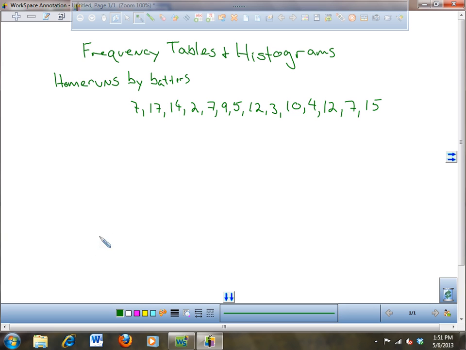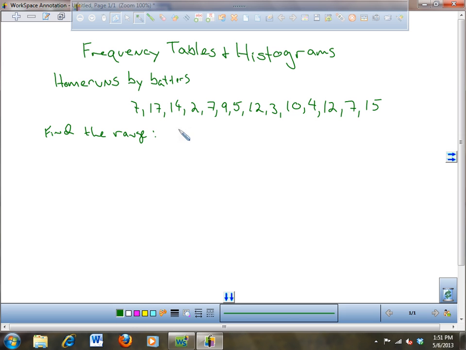Now, in order to make a frequency table, the first thing that you have to do is find the range. Do you know what the range is? Does anyone remember what that is from earlier? The largest number subtracted by the smallest number. Very good, thank you, Alec.